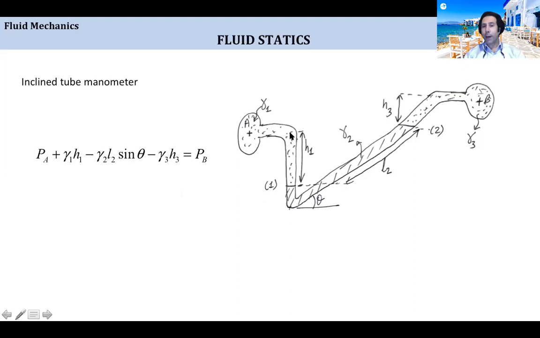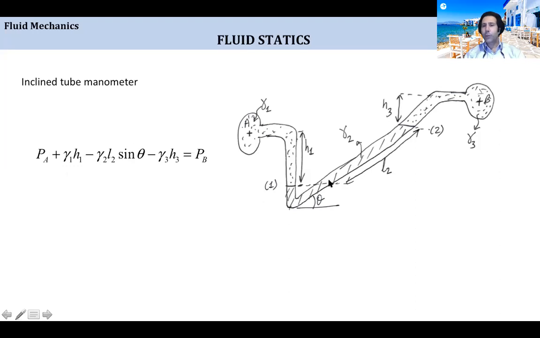Since we are moving down, it is increasing, so it is positive. The specific weight of this fluid is gamma one. The vertical distance is H1, so we add gamma one H1. So at this point, our pressure is PA plus gamma one H1. Now we are within the same fluid, so we can move across the tube here, and pressure is exactly the same because it's the same fluid.